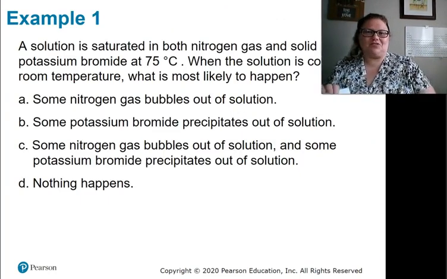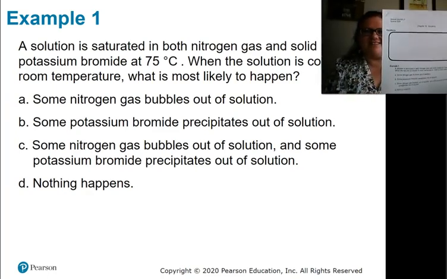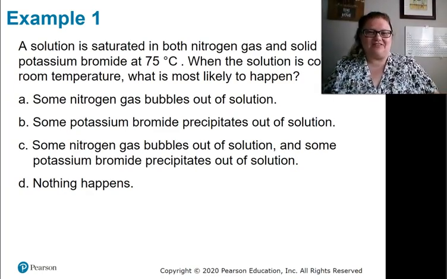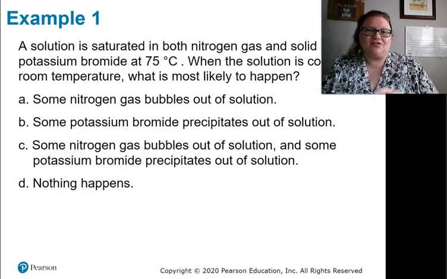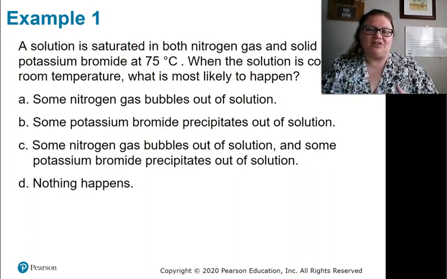All right, here's our first example. You should have the notes printed out for today. I've got a big box of equations there. That means we're going to have lots of fun in this chapter. So example 1 is right under there. This is a multiple choice question. Let's take a look. A solution is saturated in both nitrogen gas and solid potassium bromide, and we're at 75 degrees Celsius, pretty warm. When the solution is cooled to room temperature, again, that's 25 degrees C, what's most likely to happen? Take a second and think about that.